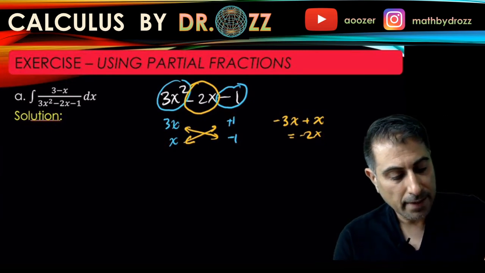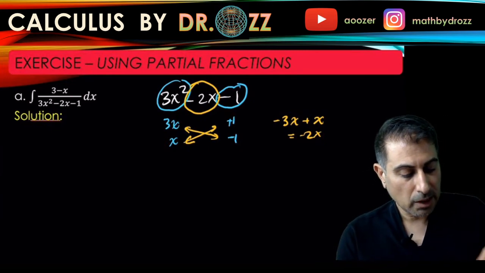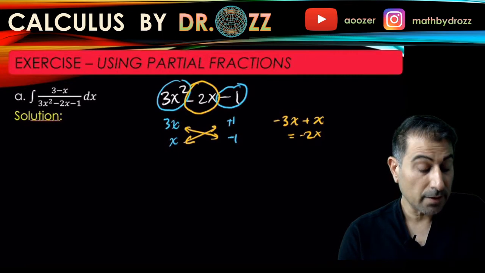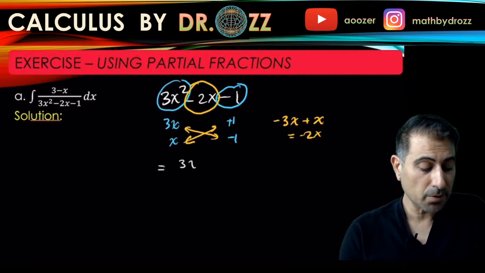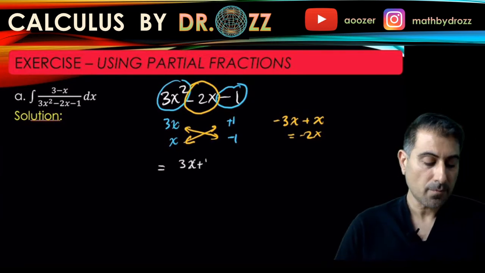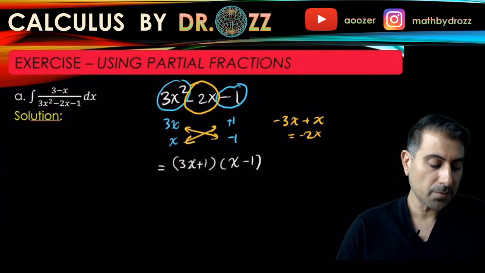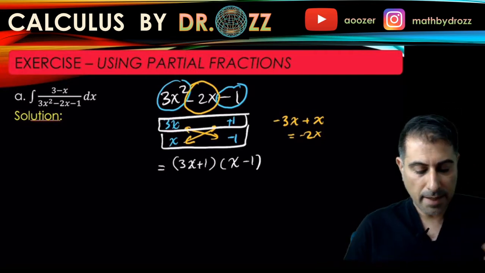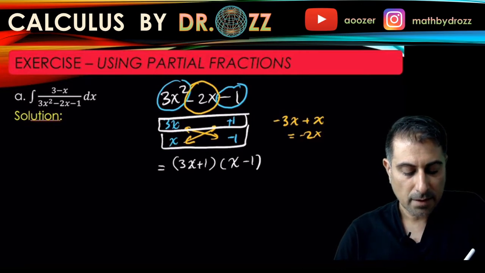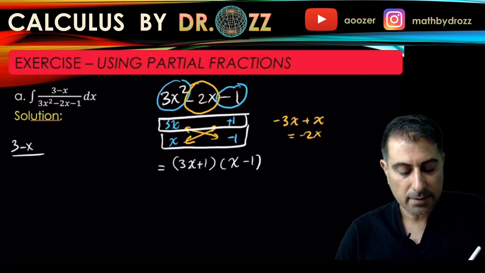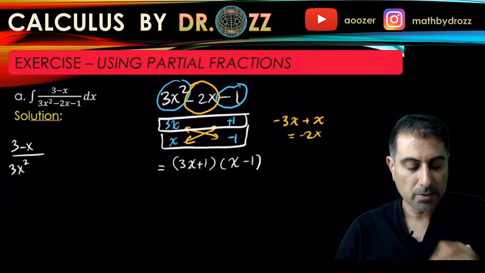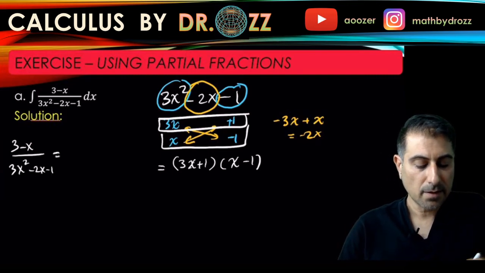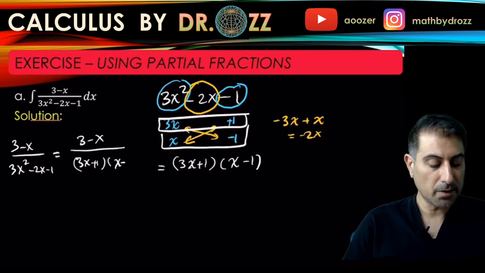Once you have this technique working out properly, the actual factorization is 3x plus 1 times x minus 1. So this is one factor, 3x plus 1, and this is another factor here. All right, that means 3x squared minus 2x minus 1 is in fact 3x plus 1 times x minus 1. Let me just clean this part.